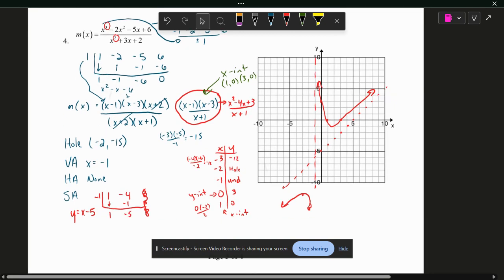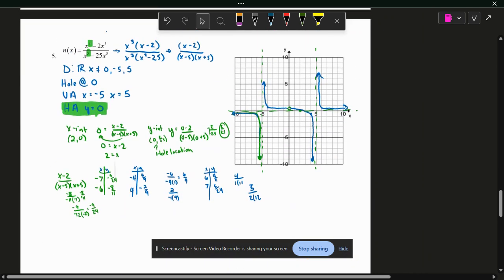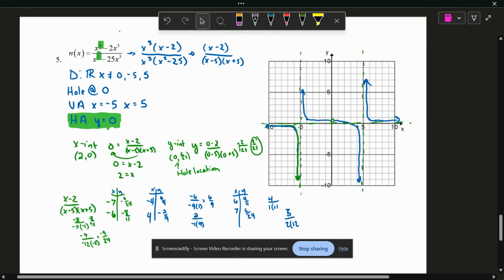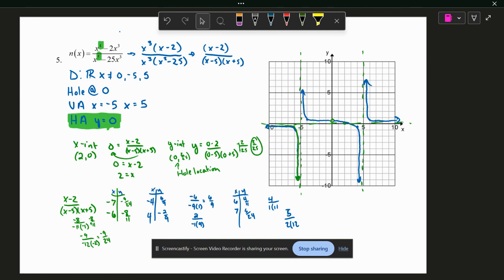All right, we're going to skip 5. 5 right here, I'll talk more about this at a different time. It's just a little bit more practice. It talks about how you can actually cross the horizontal.